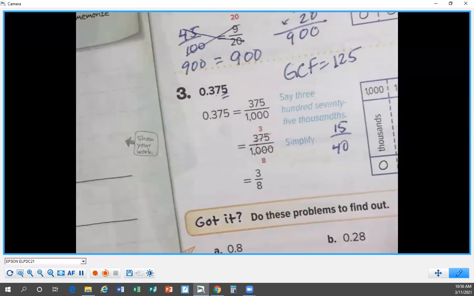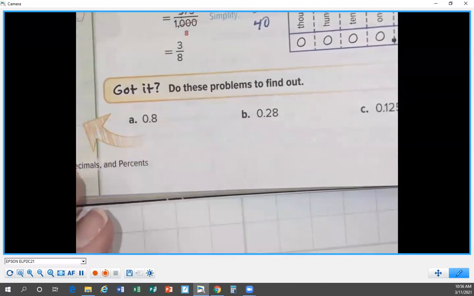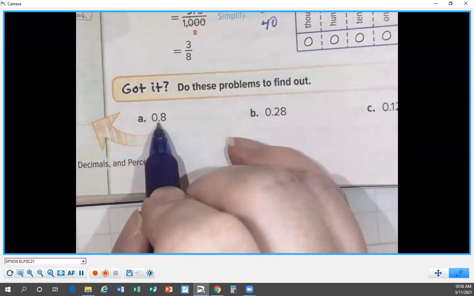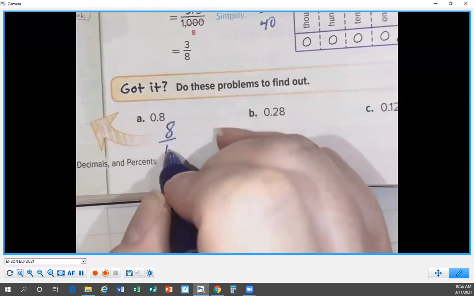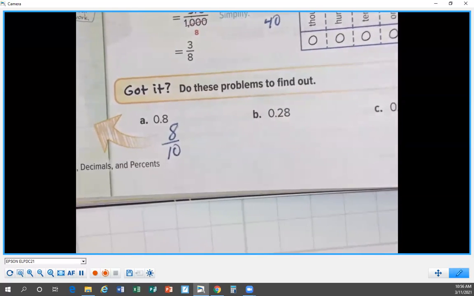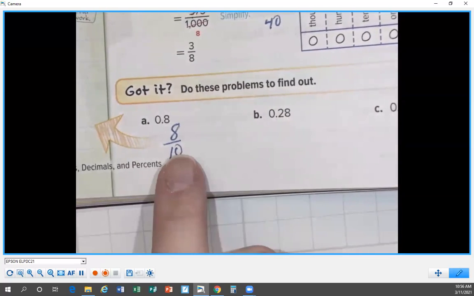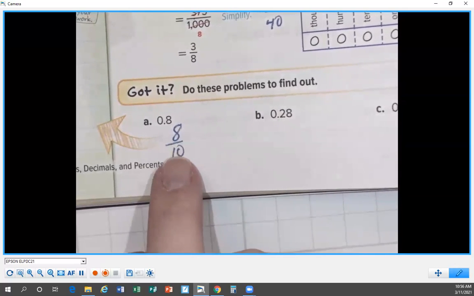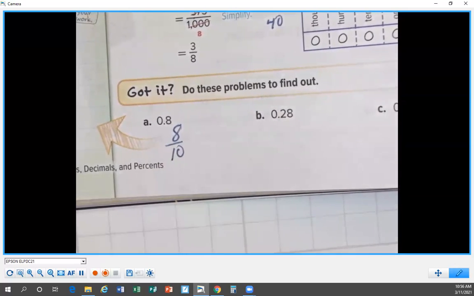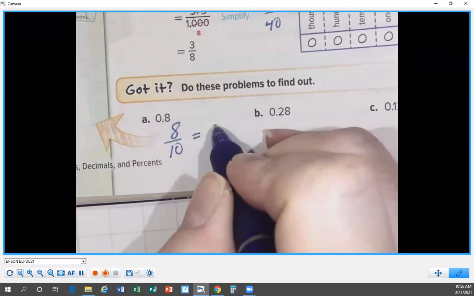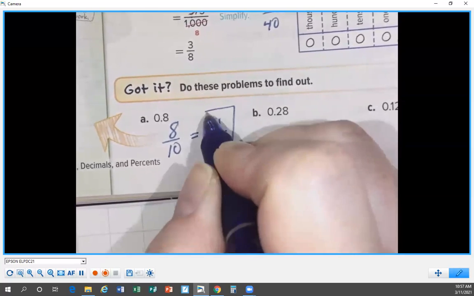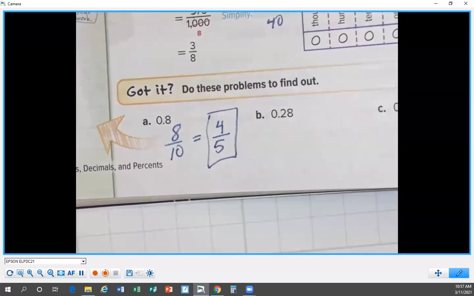We're at the bottom of page 90. Got it, A, B, and C. So when I read this number, I read it as 8/10. So I write it as 8/10. I look at 8/10. I want to see if I can simplify that further, which I can. And 8 and 10 have a greatest common factor of 2. 8 divided by 2 is 4. 10 divided by 2 is 5. So my simplified fraction is 4/5.